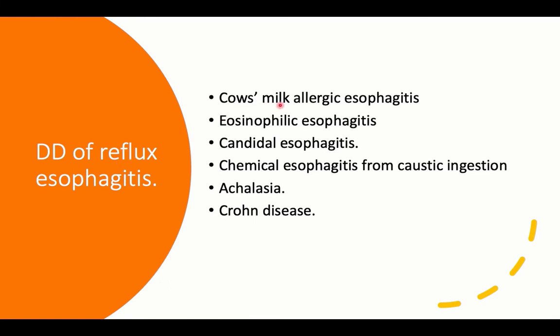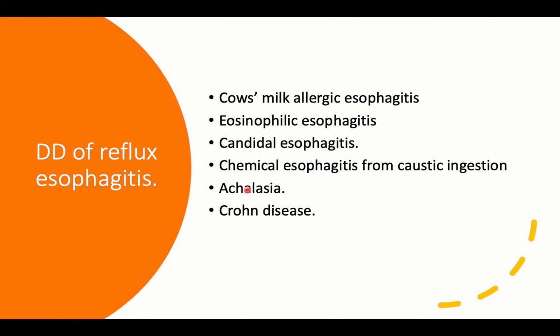Cow milk allergy esophagitis should be excluded, maybe using serology or an exclusion diet. Eosinophilic esophagitis will be diagnosed on the basis of histological findings of biopsy specimens taken by endoscopy. Candidal esophagitis may occur in immune compromised cases. Chemical esophagitis due to caustic ingestion can be a cause. Achalasia will be discussed now.